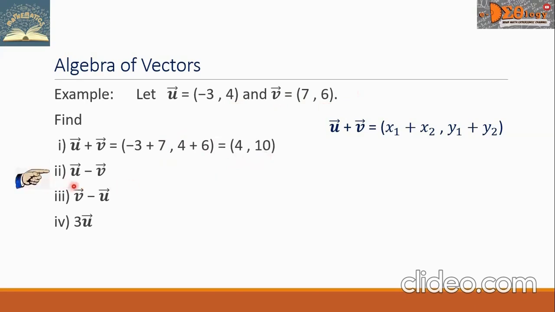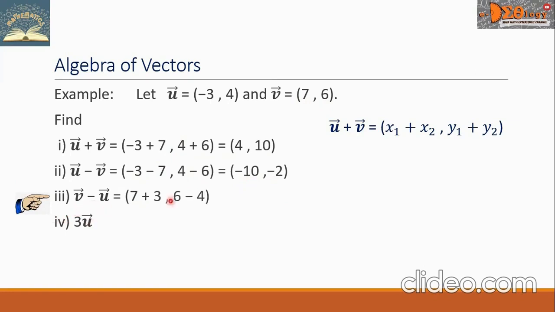Second problem, vector u minus vector v. We have this negative 3 minus 7, comma, 4 minus 6. Then when we simplify, we have this negative 10, comma, negative 2. Third problem, vector v minus vector u. We have this 7 minus negative 3. So we write here 7 plus 3. Then 6 minus 4. Simplifying now, we have this 10, 2.